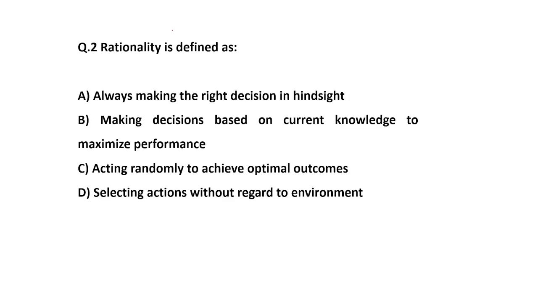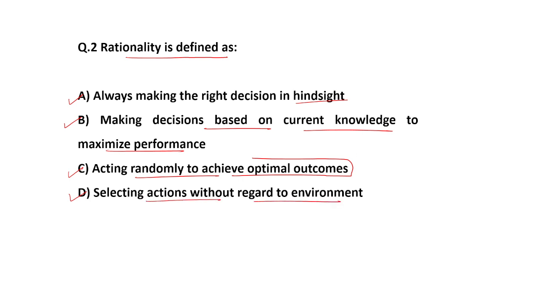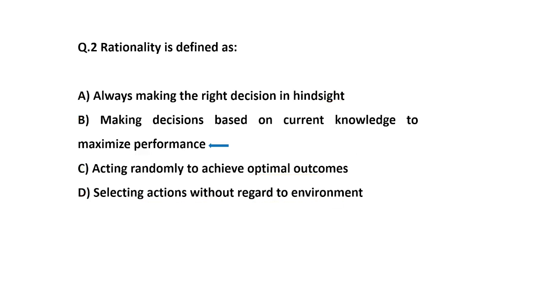Next question is, rationality is defined as what? So rationality means always making the right decision in hindsight. Next is making decisions based on current knowledge to maximize the performance. Third point says acting randomly to achieve optimal outcomes. Fourth option says selecting actions without regard to the environment.